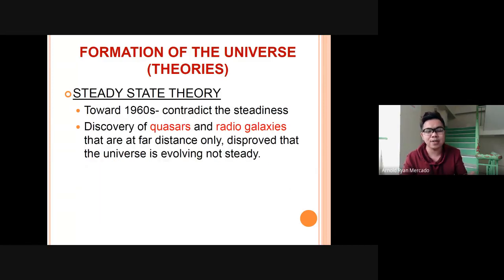So ito yung, ayan. Another is yung towards 1960s, na-contradict naman din ito yung steadiness, yung pagiging steady ng universe. And aside from that, marami na-discover like quasars and radio galaxies that are far distance only. This prove that the universe is evolving, not steady. So, yon. So, dito na patunayan na ang steady state theory ay hindi ganon katama or ka-accurate kasi yung quasars and radio galaxies ay mga naging ebidensya na nagpapatunay na ang universe ay hindi steady, kundi evolving.